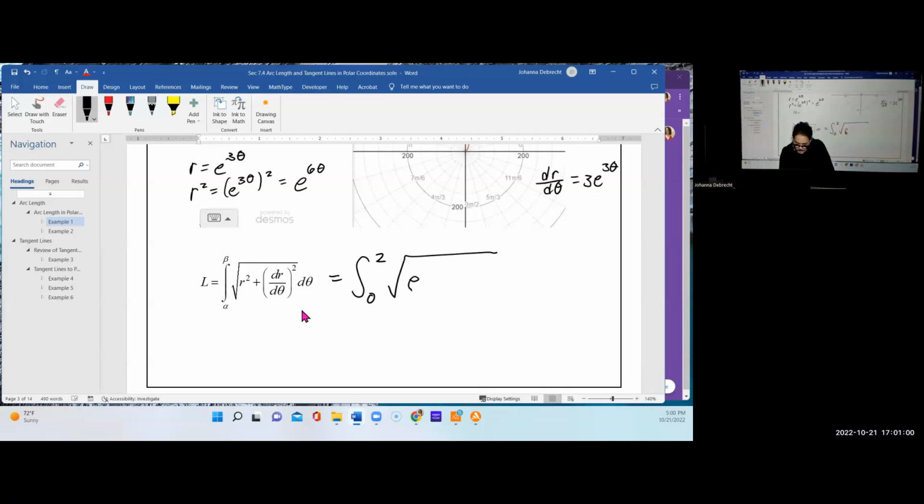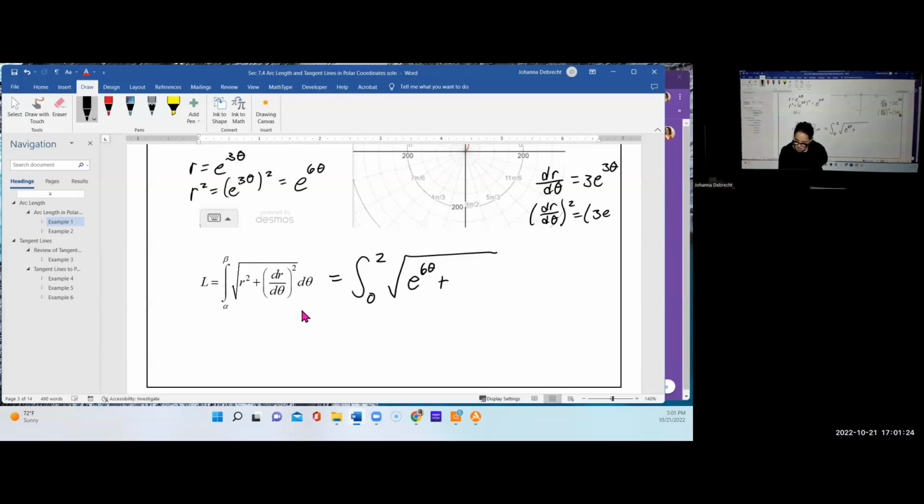So I have e to the 6 theta plus, well, I haven't squared this one yet, so I could square this one here, or I can square it under the radical. A lot of students find it somewhat easier to do the squaring outside of the integral before they get started. Get some of the algebra done first. Just makes it a little bit easier.